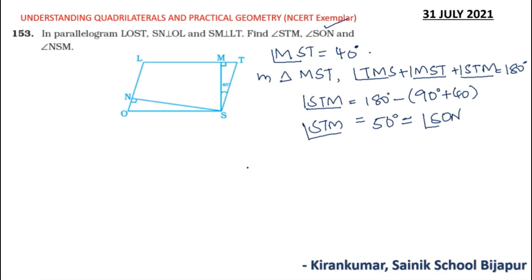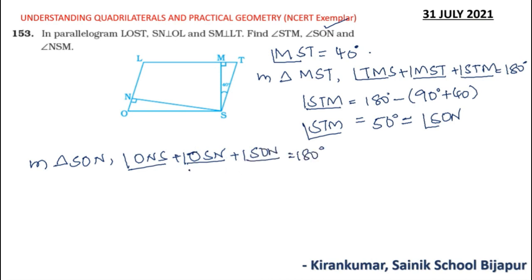It is 50 degrees. Now observe the triangle SON. In this triangle, angle ONS plus the angle OSN plus angle SON is 180 degree by angle sum property. So we can find angle OSN. This will be 180 degree minus the sum of 90 plus 50, which will be 40 degrees. So we have found this angle to be 40 degrees.